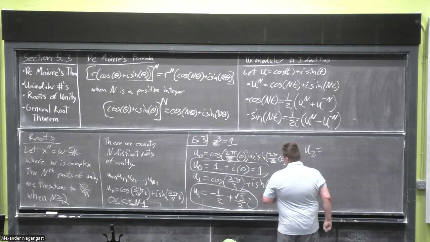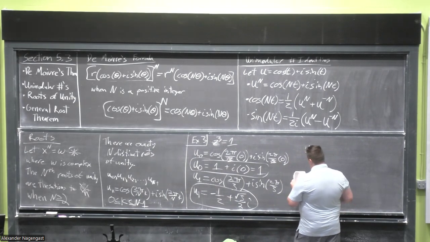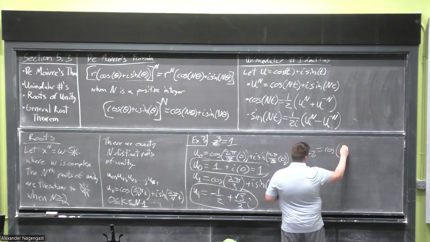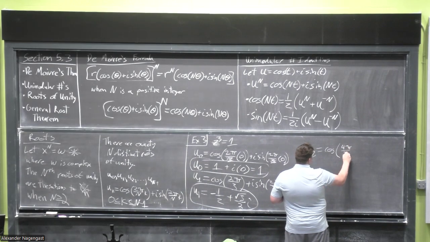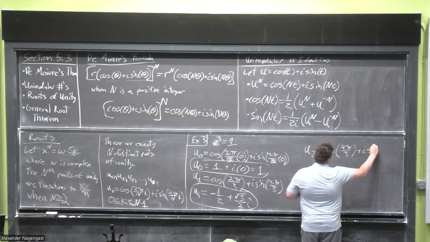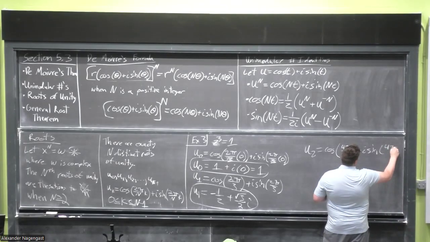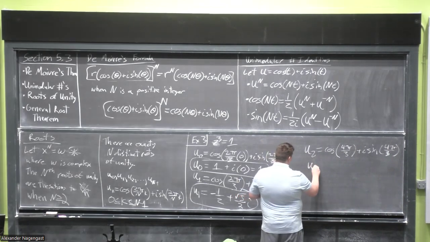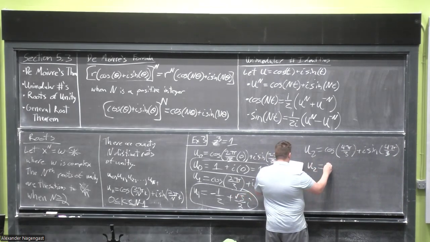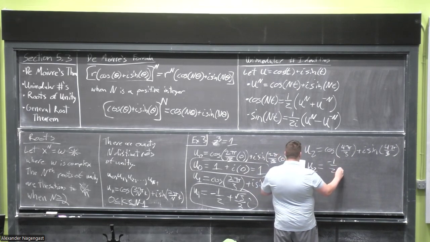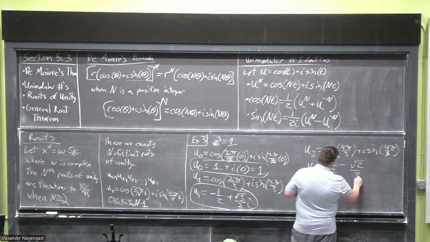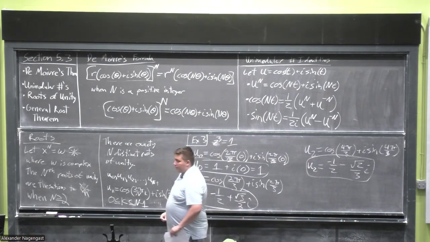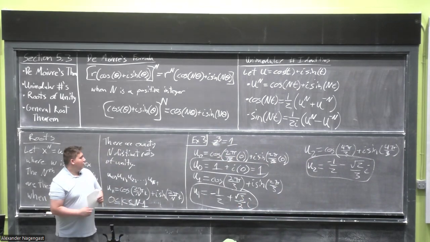So u2 is equal to cosine of 2 pi over 3 times 2. So that is 4 pi over 3 plus i sine of 4 pi over 3. Evaluate these, and we get u2 is equal to negative 1/2 minus square root 3 over 2 i. And those are our 3 roots of unity for z cubed.